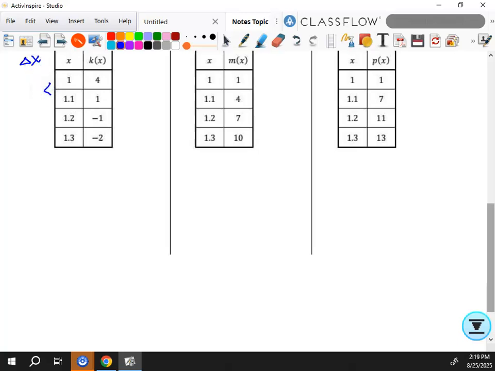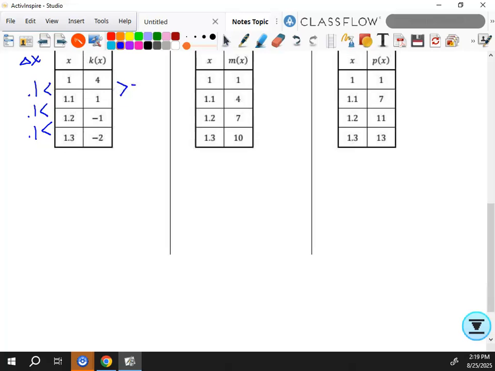1.1 minus 1 is 0.1. 1.2 minus 1.1, 0.1. And this is 0.1. So the nice thing is that these are equal length input value intervals, so I don't have to actually find the slope, which means I don't have to divide by a decimal. So I'm going to find the differences here.